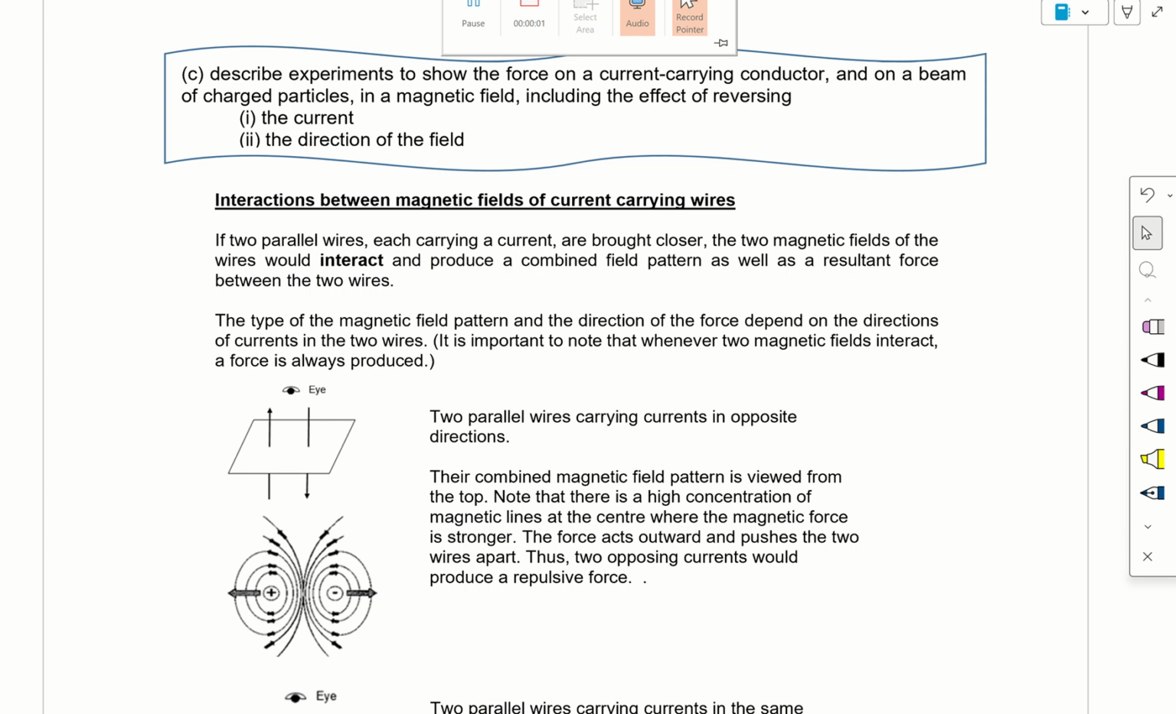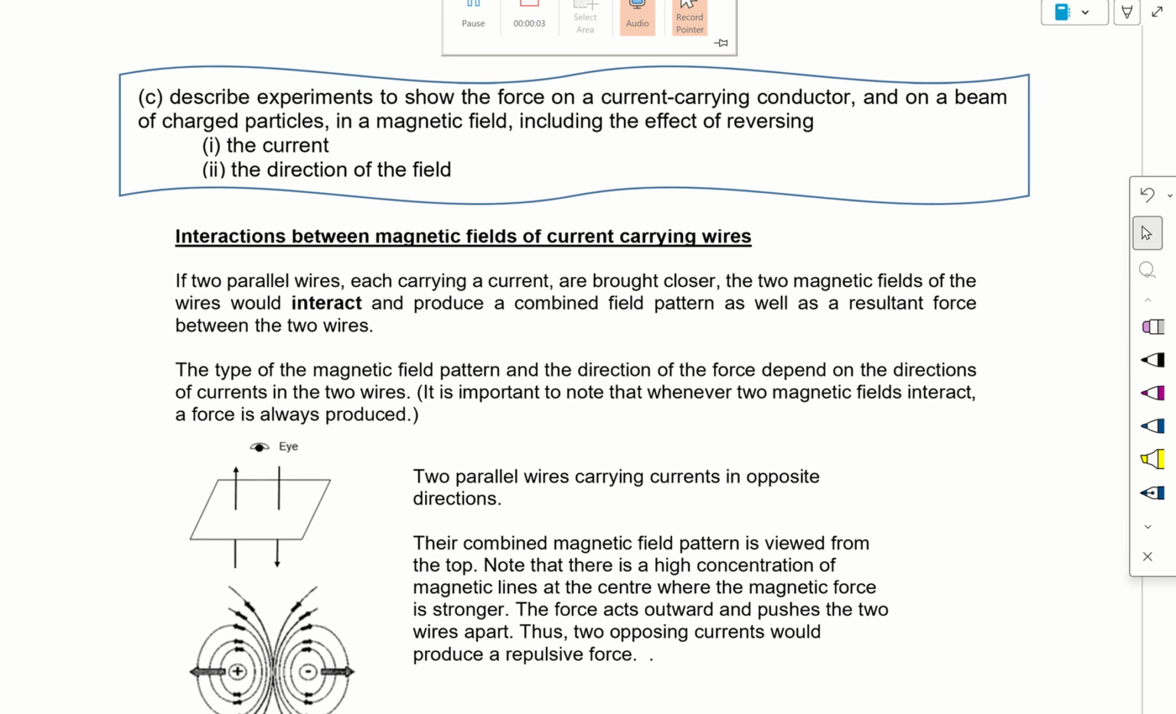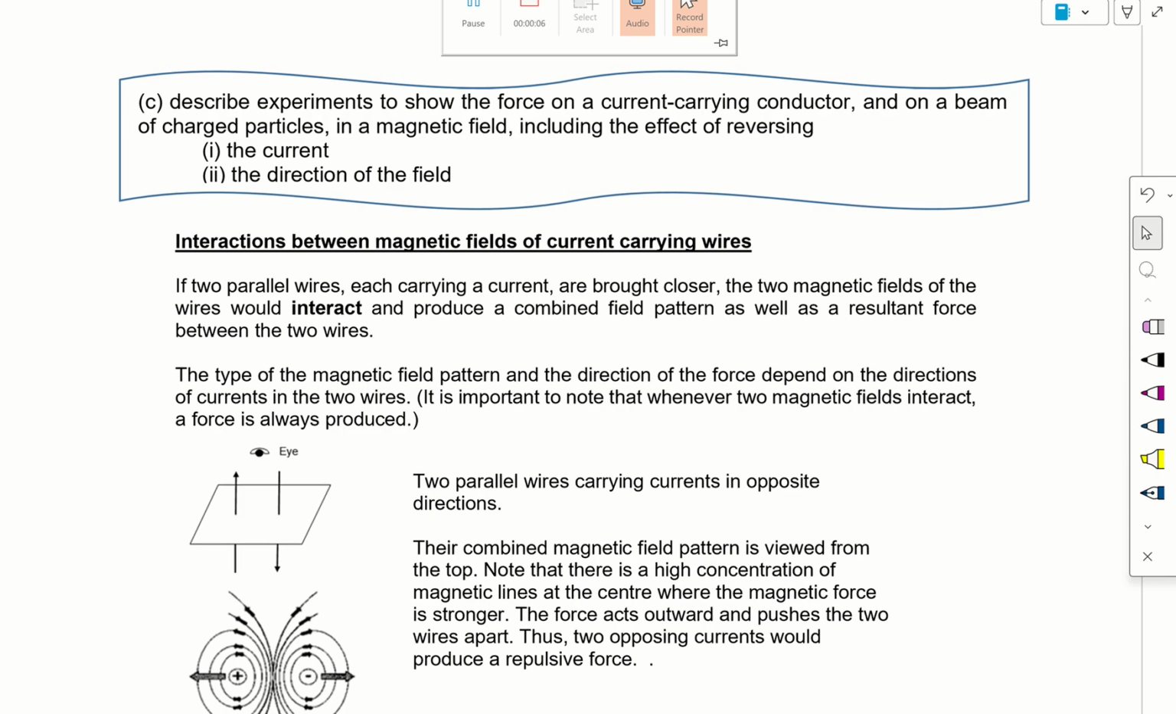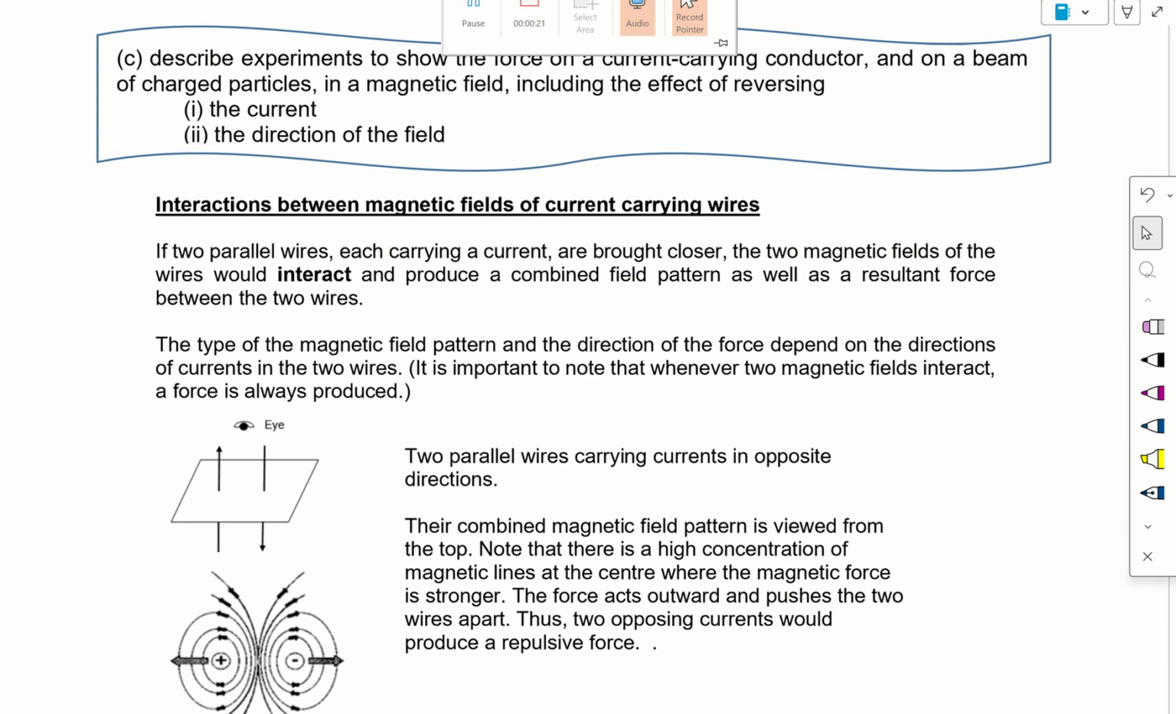For this video, I'll be going through Pure Physics, Chapter 18, Electromagnetism, Success Criteria C. Describe experiments to show the force on a current carrying conductor, and on a beam of charged particles in a magnetic field, including the effect of reversing the direction of the current or the direction of the magnetic field.